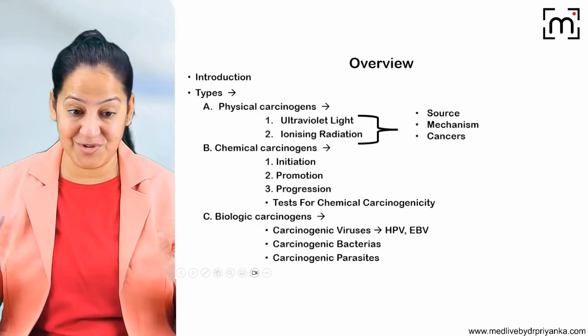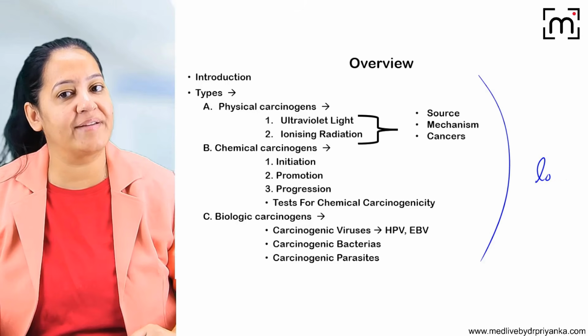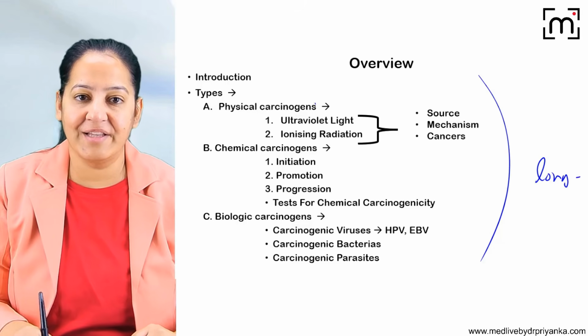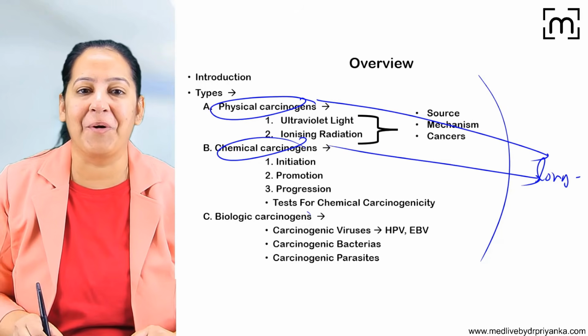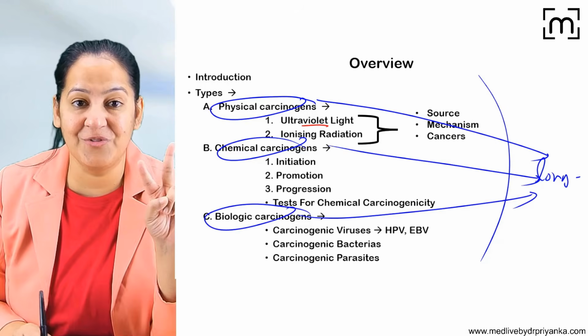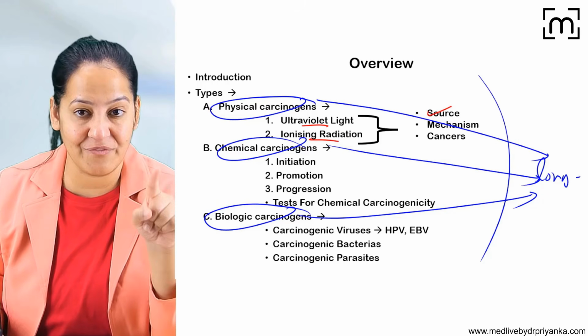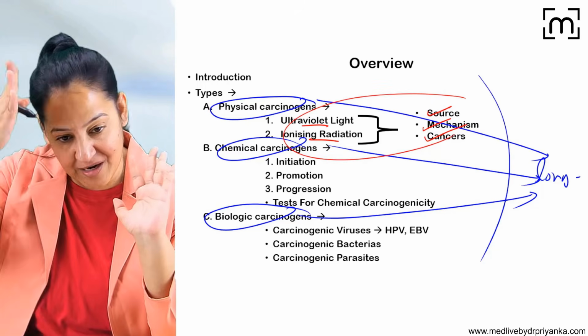So we have done the big topic, that is carcinogenesis, but it was worth listening because you are going to get a long question on any of them, either on the physical carcinogenesis or chemical carcinogenesis or biological carcinogenesis. So in the physical, I taught you 2 things, UV and IR. I taught you the source of each of them, the mechanism of each of them, and the cancers they are causing. Enumerate them, make a comparative table.